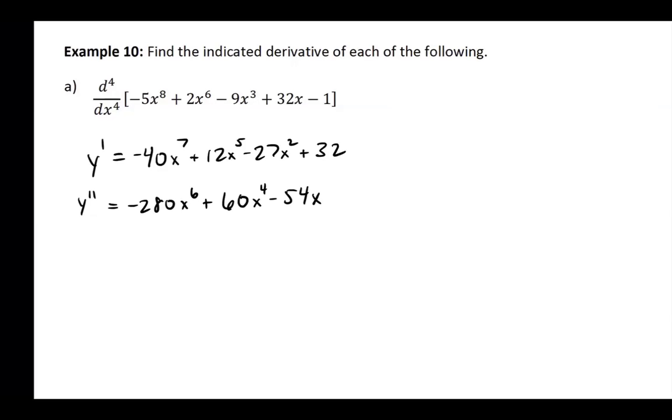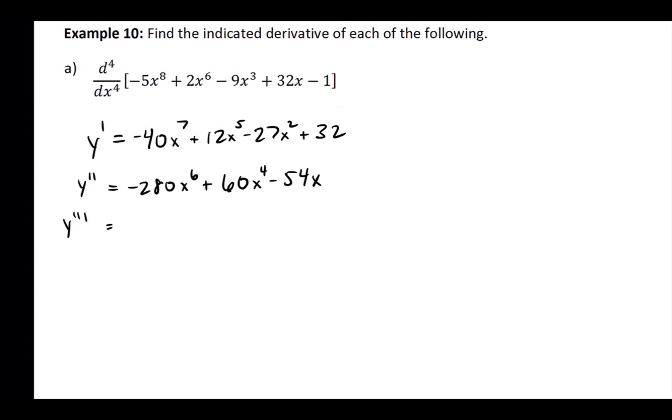We're almost there. What do you think we're going to do next? The third derivative. All right, so let's see. What's 28 times 6? Something with an 8, carry the 4, it's negative 1680 plus 24x cubed minus 54.